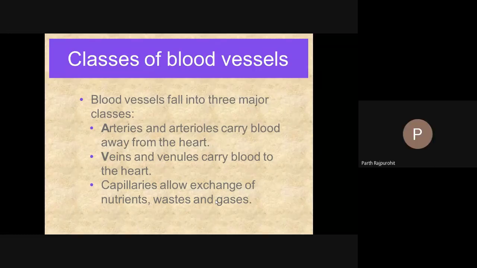Okay, sir. And capillaries allow exchange of nutrients, waste, and gases. These are the three blood vessels and their functions.